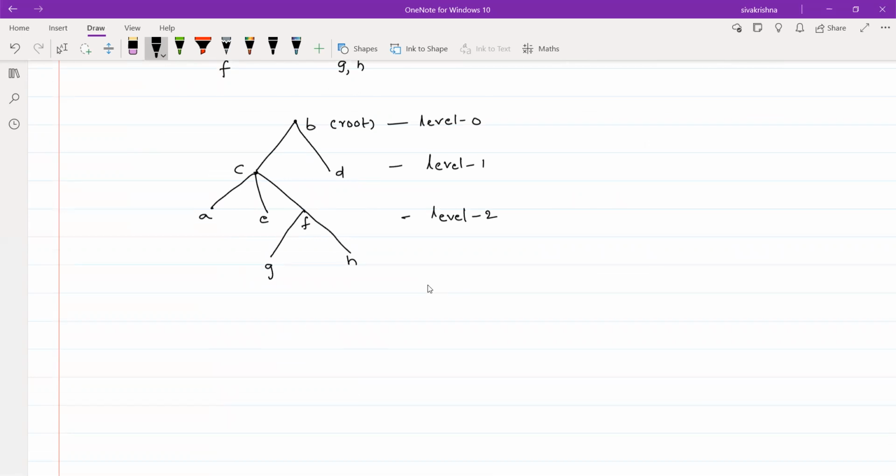Okay, so this is also a rooted tree, and these vertices can be treated as level 3. Here the root is B. In the first example, I treated A as a root. Now I have treated B as a root.